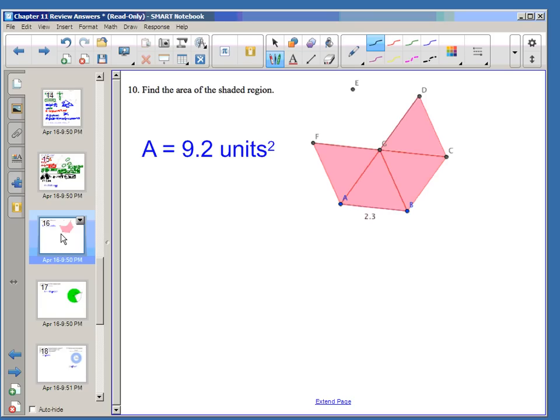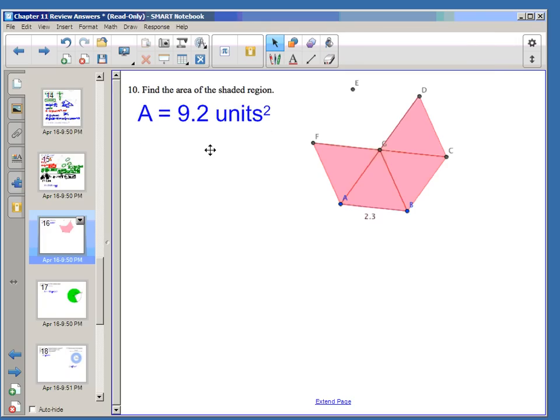I'm going to move on to number 10. Number 10 is a great problem because it really gets you thinking about how do I find the area of a hexagon? And I'm going to do that by just looking at the triangles that make up this hexagon. Because it asked me to find the shaded region. Notice I have 4 triangles that are shaded.